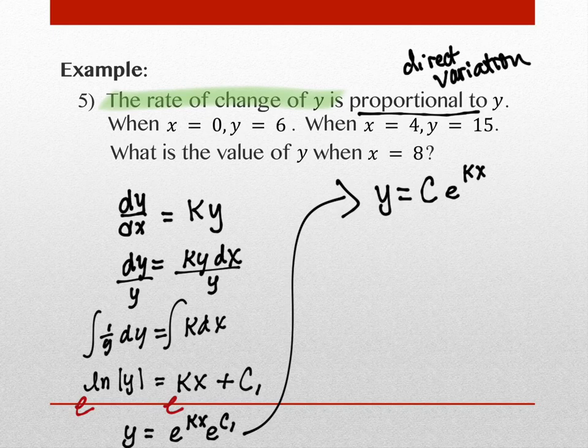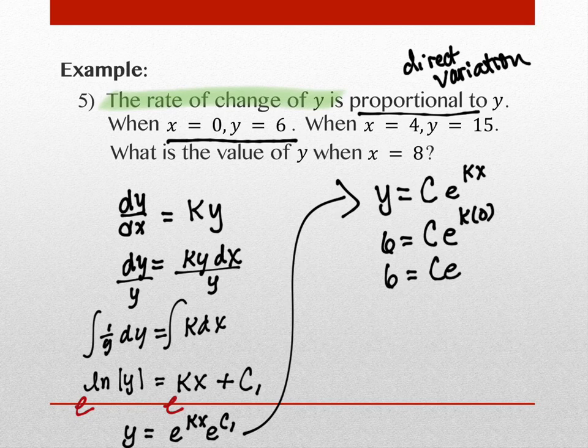So that part's secondary. Now, technically, we could use either piece of information, x equals 0, y equals 6, or x equals 4, y is equal to 15. But the one that's easiest to use is the one that's going to have a 0 in it. So that's the one we're going to start with. We're going to let x equal 0 and y equal 6. So 6 equals C e to the k times 0. So as we did before, k times 0 is 0, and then e to the 0 is 1. So this will tell us that C is equal to 1, okay? Sorry, 6. C is equal to 6.